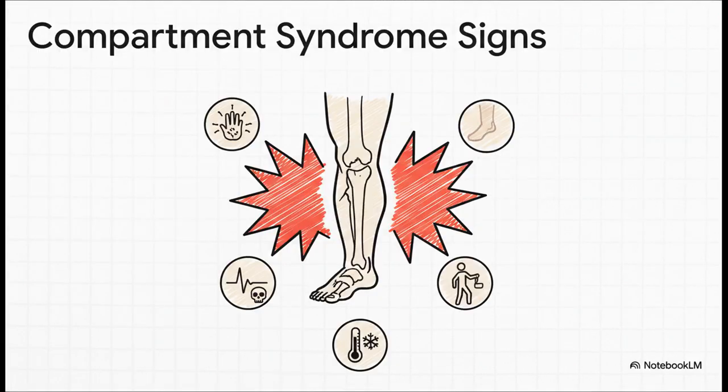So how do we spot it? We all learn the 6 Ps, but listen to me on this. The single most important, the earliest, and the most reliable sign is pain out of proportion to the injury. If you have a patient with a broken tibia who is just screaming in agony despite a good dose of morphine, you have to suspect compartment syndrome. If you wait for pulselessness, you've waited way too long. The limb is probably already gone.